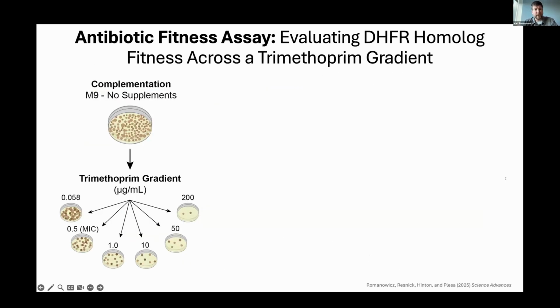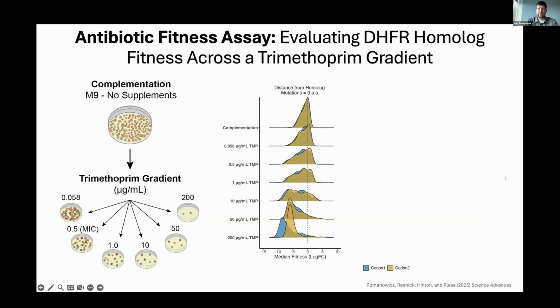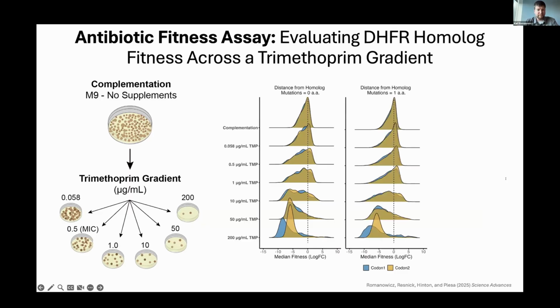Okay, so now from here, we're going to be evaluating the DHFR homolog fitness across that trimethoprim gradient. What we start with, with the complementing homologs, we see that as our baseline and measure their fitness response. And then as expected, the fitness in both codon versions starts to decline as the trimethoprim level increases. Right? And then where it starts to become a little bit more interesting is when we look at these low distance amino acid mutations.